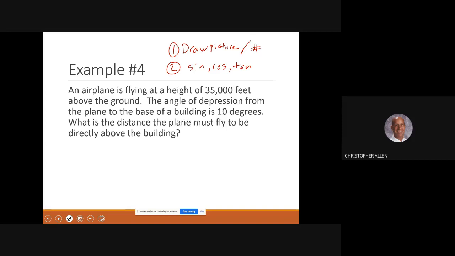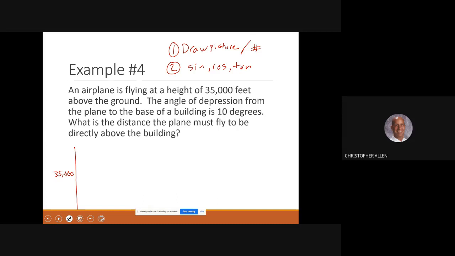But let's go and look at this particular problem. It's supposed to draw a picture, so let's draw a picture first. We've got a plane flying really high, 35,000 feet. By the way, I made this problem up, and I actually looked that up. That's somewhere within the normal range of flying. I don't know if you've ever been in a plane or not. So we've got this plane way up here, 35,000 feet.